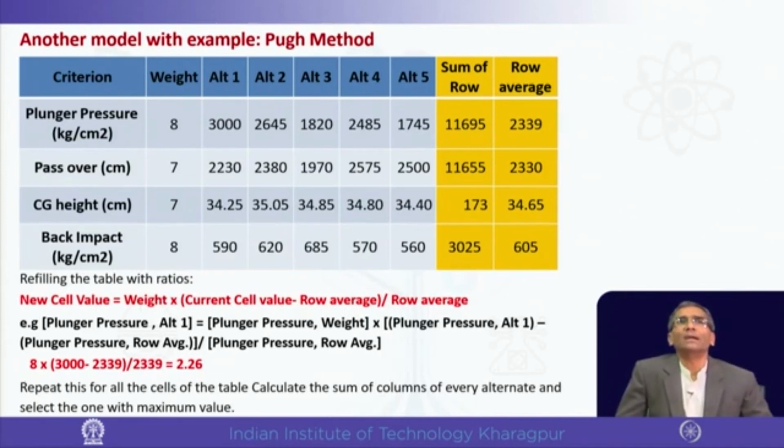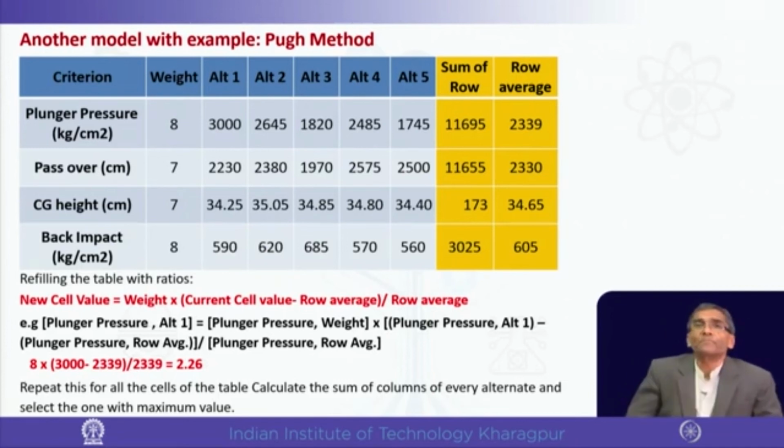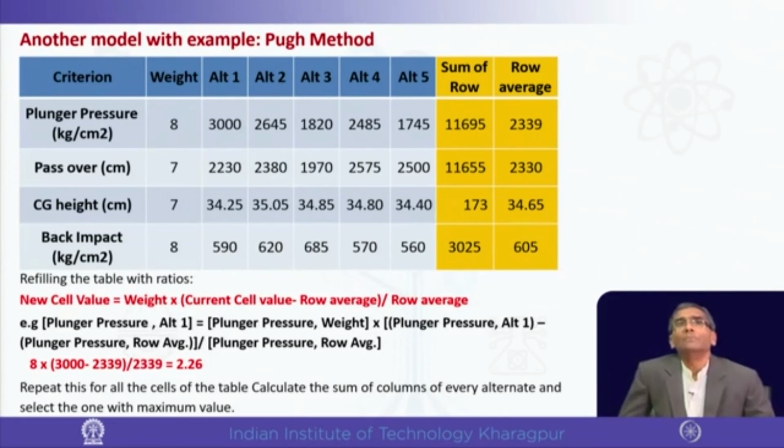The criteria are plunger pressure in kg per square centimeter, passover in centimeter, center of gravity (CG) height in centimeter, back impact in kg per square centimeter, etc. Now, the alternatives, alternative 1 through this, will have different values. Now, the thing is that these values are different.